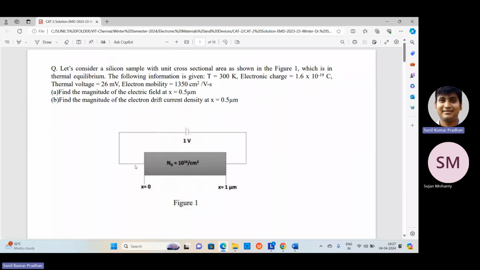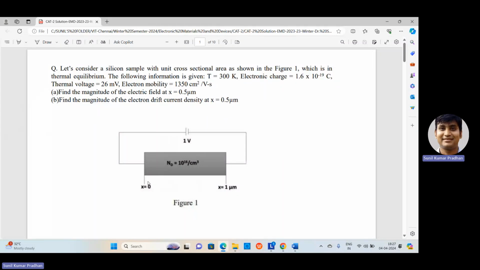And if you can see the sample, it is from x equal to 0 micrometer to x equal to 1 micrometer. So you can see the total length is actually 1 micrometer. Okay. Now, when it is asked to find the electric field at 0.5 micrometer, we need to check what the condition of the sample is.